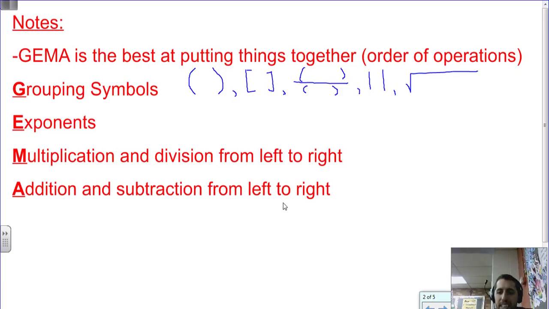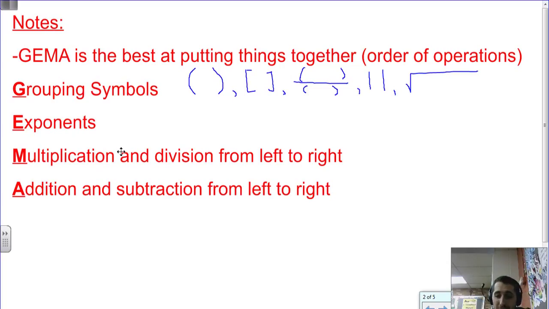After we've grouped everything that's grouped together and we've combined those numbers, still following Gemma, we then focus on the exponents. We need to use our exponents, and we know powers and degrees, and we know how to use those, so that's the next step. Finally, we do multiplication and division from left to right.